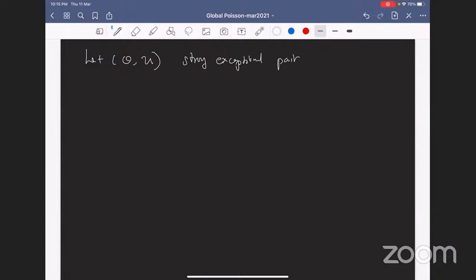Where O is the structure sheaf of C and U is a vector bundle on C. Being an exceptional pair means there is no extension. So the extension from U to O is completely trivial, and the higher extension from O_C to U is also trivial. The only nonzero morphisms are in degree zero and one directions. Also, we are assuming that the fiber degree of U is bigger than zero.